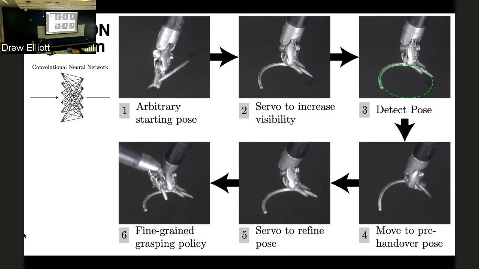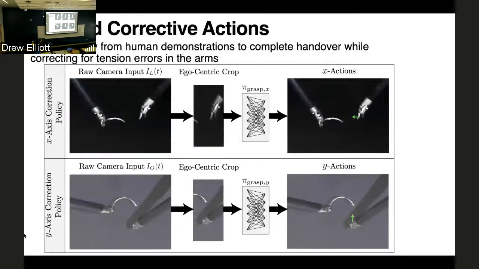And then we also introduced the idea of a fine-grained grasping policy. Once we understand the needle's pose, we set the needle up for the second gripper, and then we have a servo, a learned control module, that is able to perform the grasp, and that's what's shown here. We can go into more details.